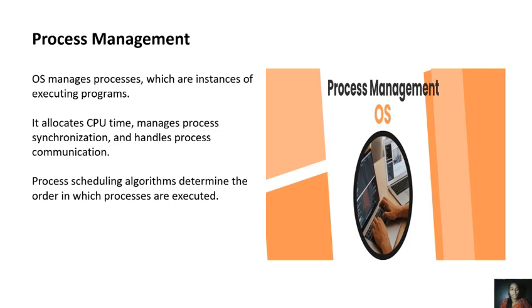Process management. OS manages processes which are instances of executing programs. It allocates CPU time, manages process synchronization, and handles process communication. Process scheduling algorithms determine the order in which processes are executed.